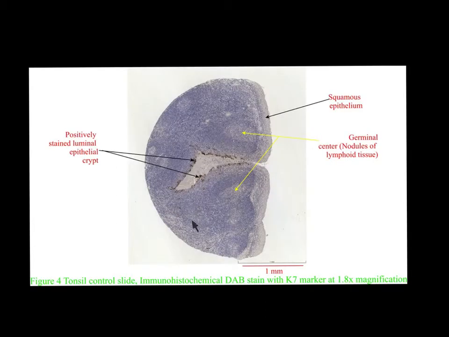The second positive control is the tonsil. From here we can see it has positively stained the epithelial crypt here. This is a squamous epithelium. And keratin 7 marks bile ducts and blood vessels as well. And we're going to apply this on the liver core biopsy.